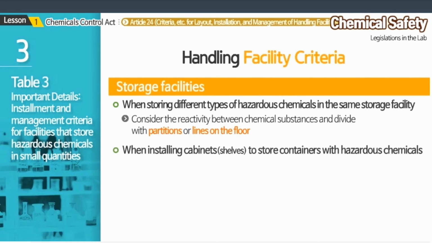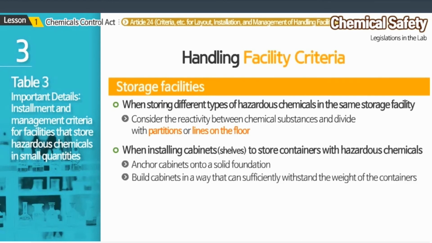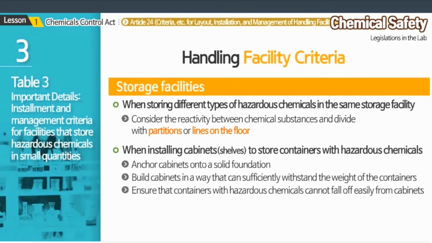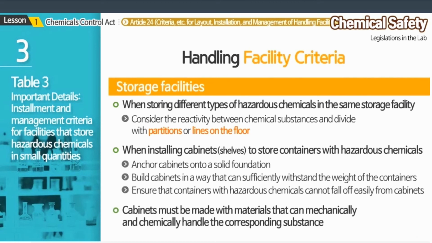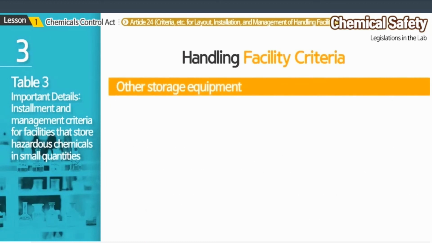When installing cabinets and shelves to store containers with hazardous chemicals, you must anchor cabinets onto a solid foundation, build cabinets in a way that can sufficiently withstand the weight of the containers, and ensure that containers with hazardous chemicals cannot fall off easily. Also, cabinets must be made with materials that can mechanically and chemically handle the substance it has to store. Next, let's look at other storage equipment.